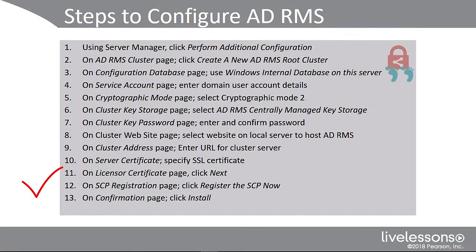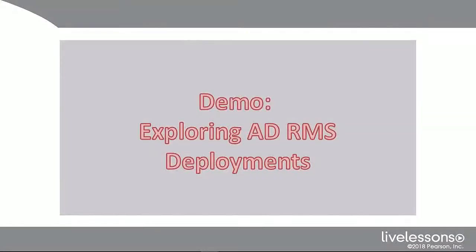And then you're going to click next. On step 11, you're going to click register the SCP now. And after reviewing the information on the confirmation page, we'll click install. Let's go ahead and step out to our domain controller and look at how we deploy ADRMS.